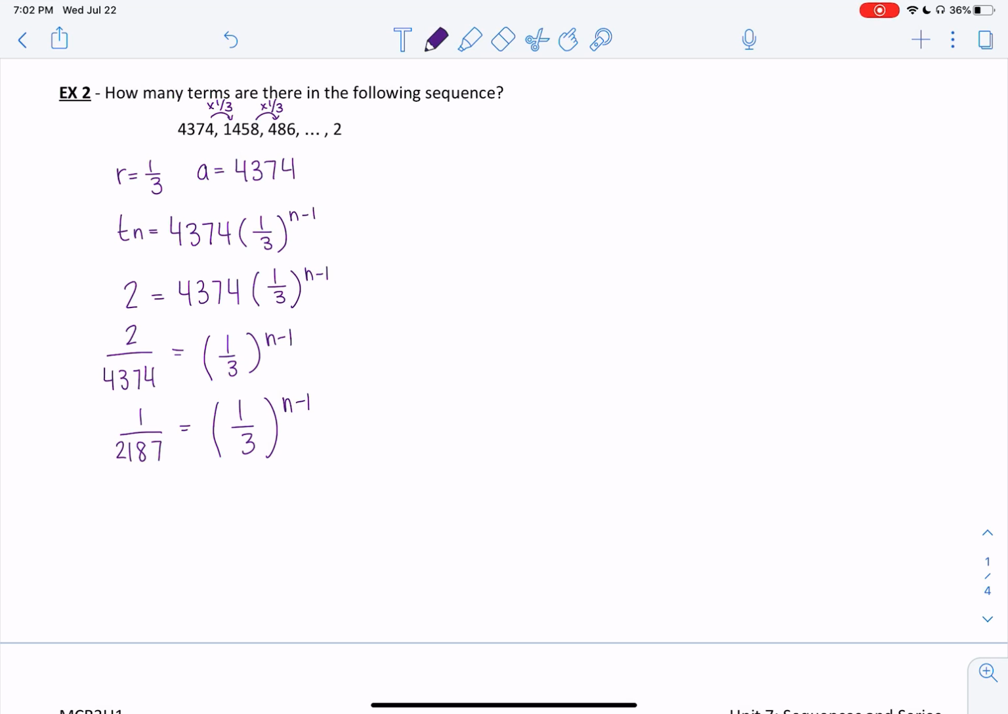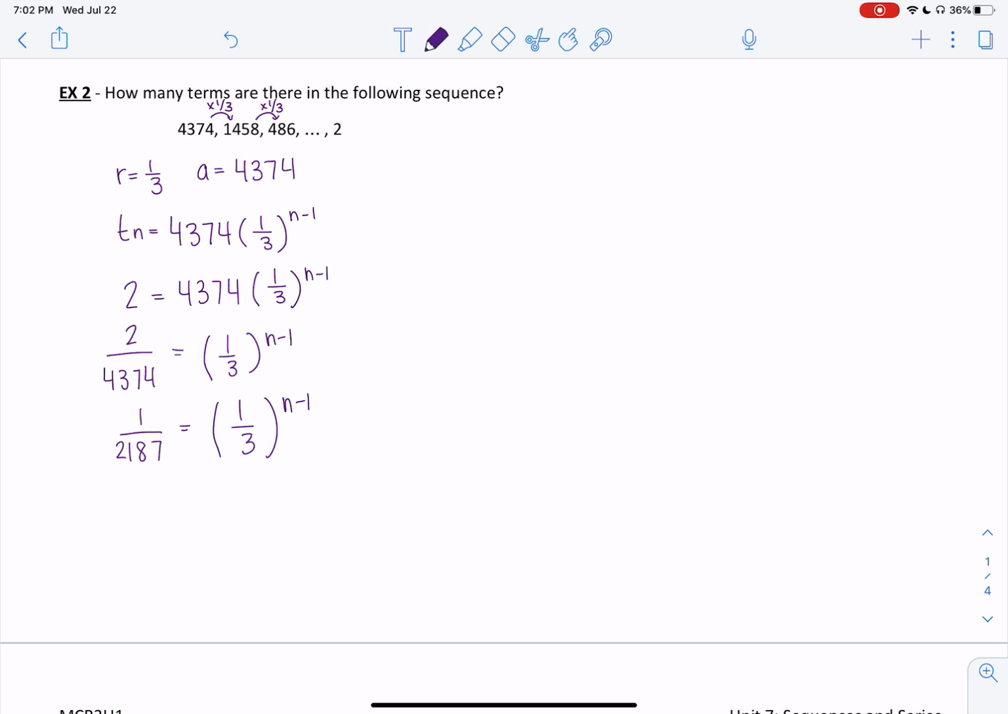Now in order to solve for n, because it's in the exponent, the only way I can do that is to have the same base. So now what I have to start doing is looking at this 1 over 2,187 and thinking of how could I make that have a base of a third. So basically I'm going to take 3 and I'm going to find all my powers of 3. So there really isn't a better way to do this than to guess and check. So I'm just going to start guessing.